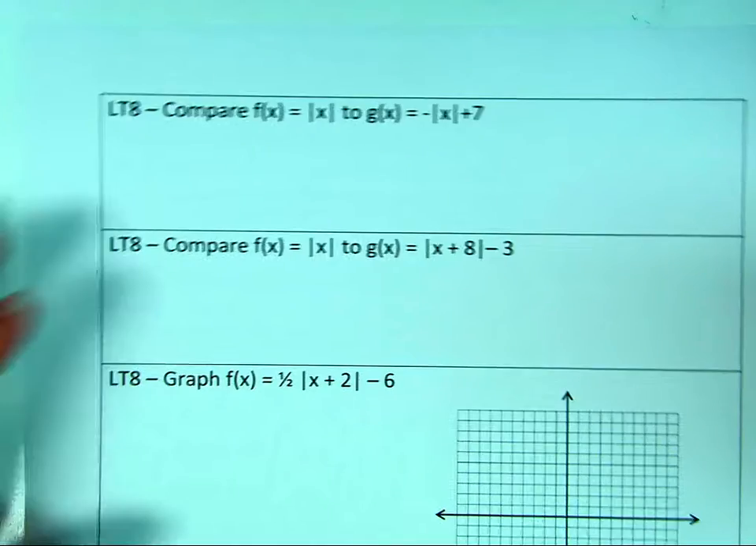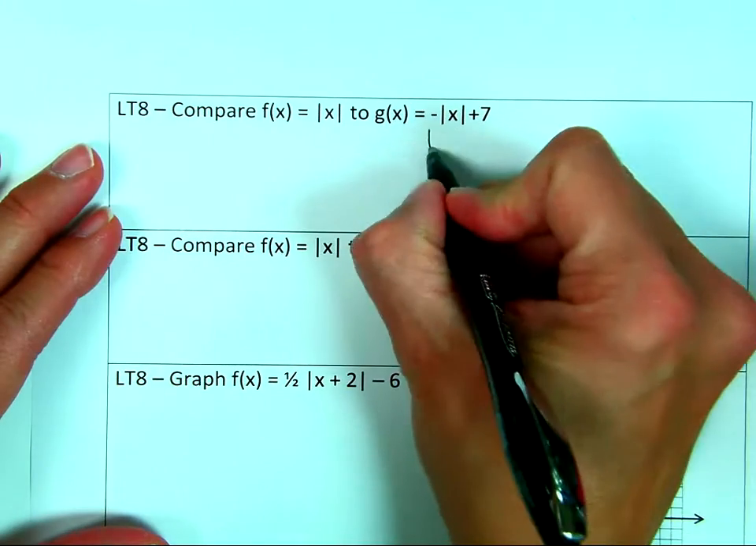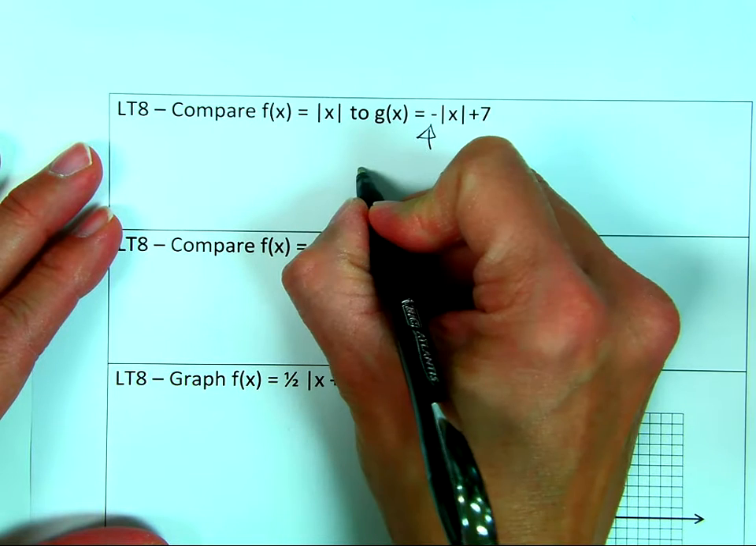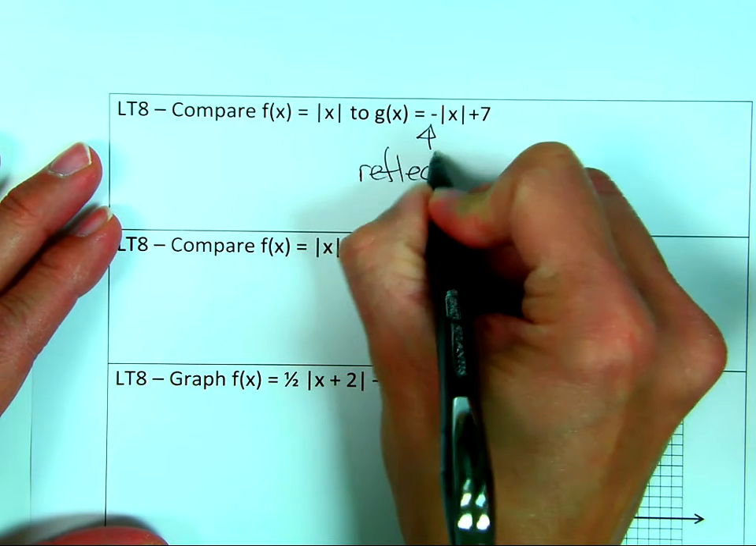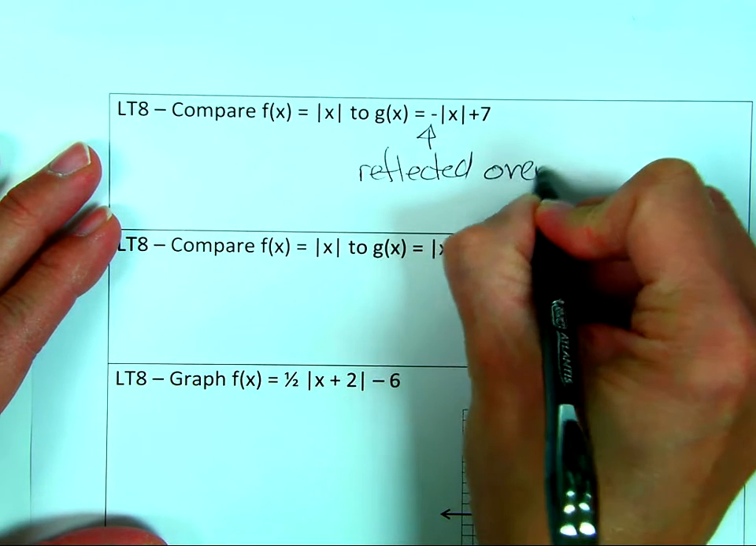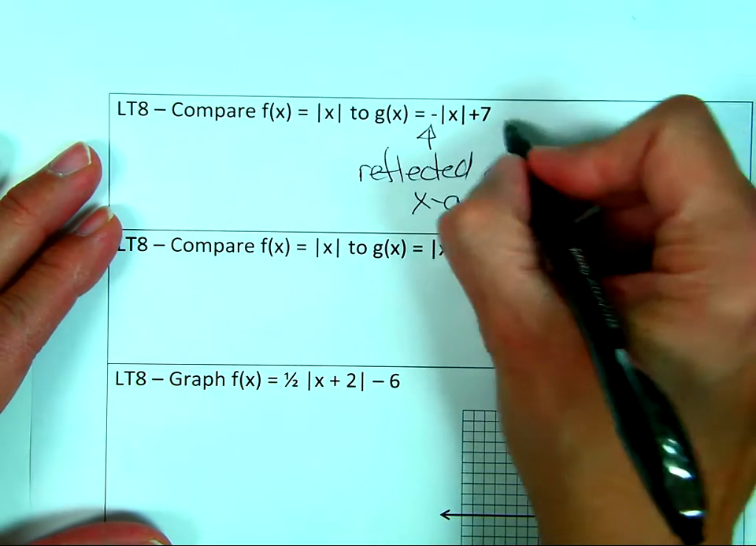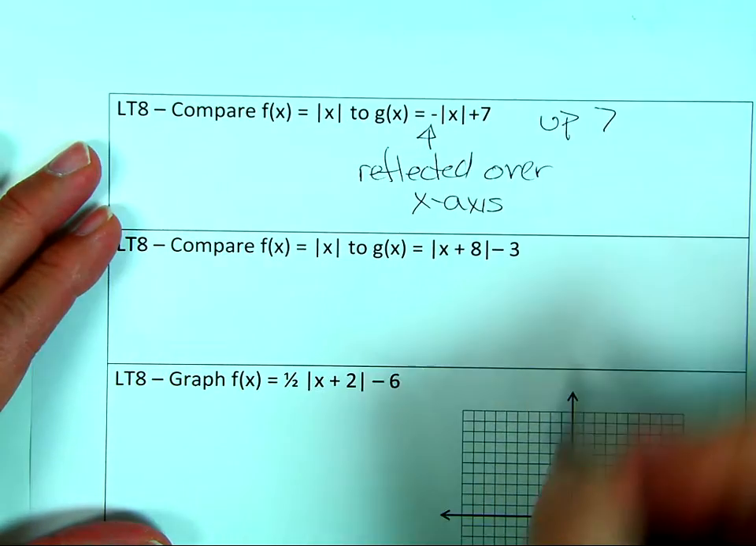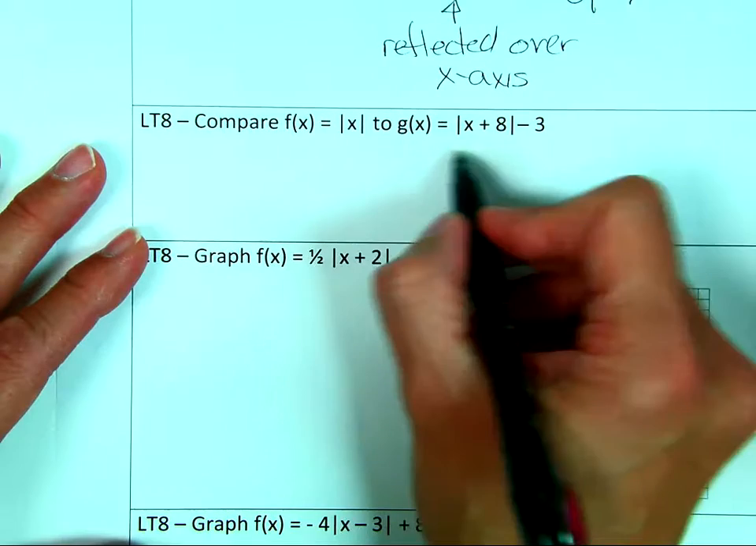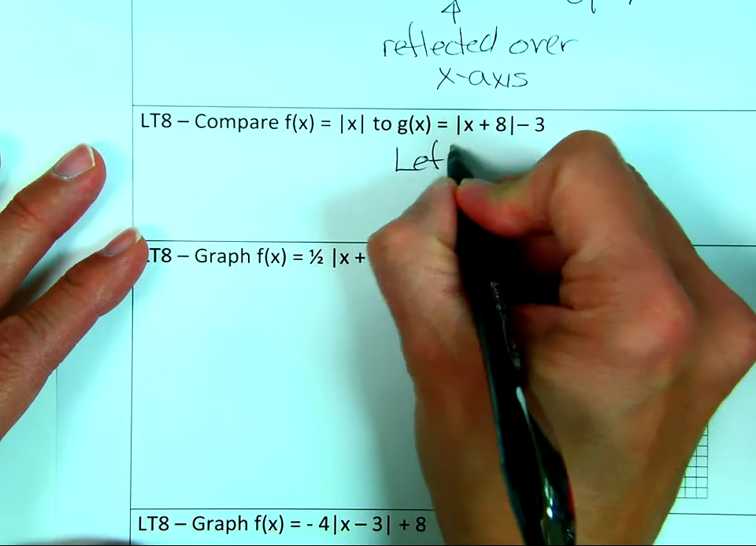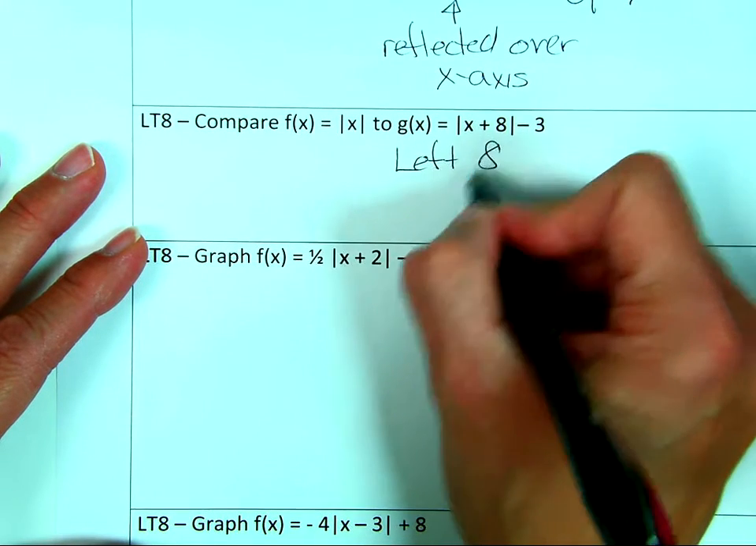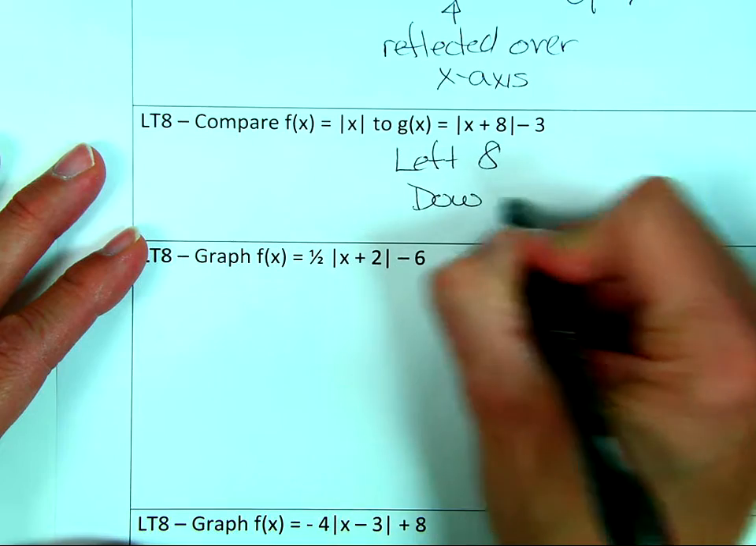Alrighty, this one. This is negative, so it tells us it's reflected over x, the x-axis. And this tells us that we're up 7. This one right here says we are left 8. Remember, it's always the opposite of what you think. And then we are down -3.